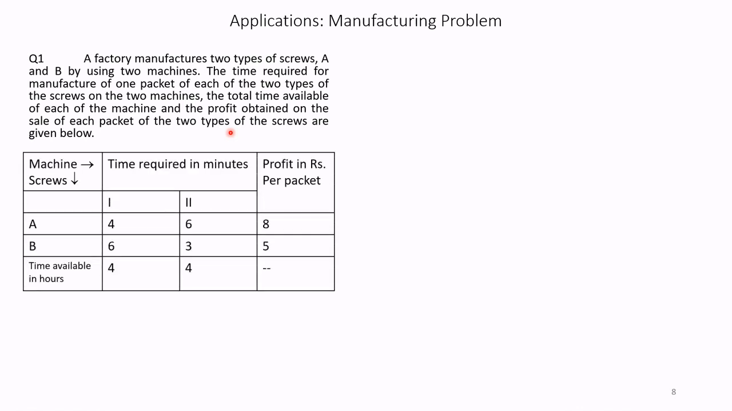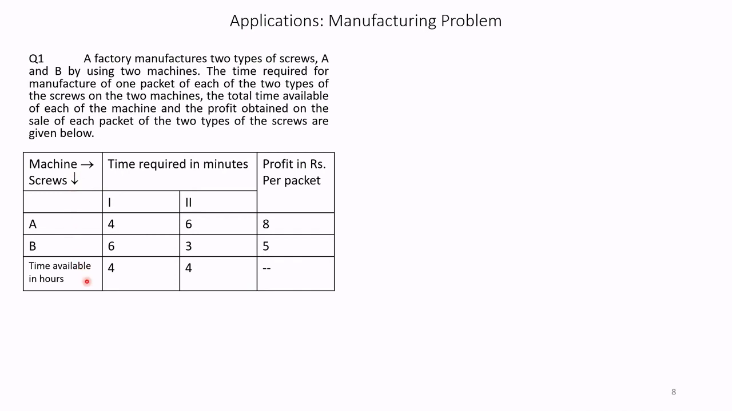So the firm is manufacturing two types of screws using two machines. The time required to manufacture one packet of the two types of screws on the two machines is given. The availability of each machine and the profit are also given in the following table. Let us study it. Which machine takes how many minutes, and the types of screws are given here.